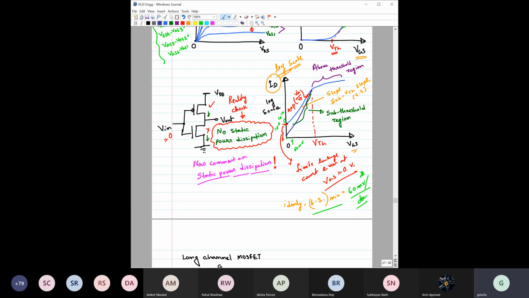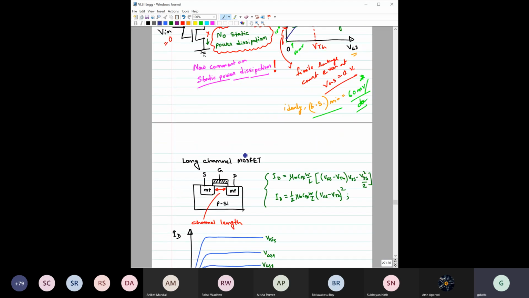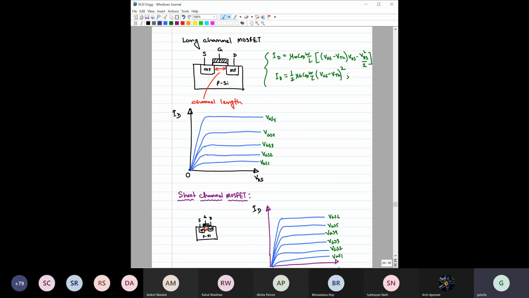I hope now the static power dissipation point is clear to you, and the subthreshold part is a bit more understandable. If so, let us move to the next part, where we differentiate between long channel and short channel. Long channel MOSFET we have already discussed. These are the equations, and the characteristics would look like this. Here you can clearly see the separation increases as you increase VGS.